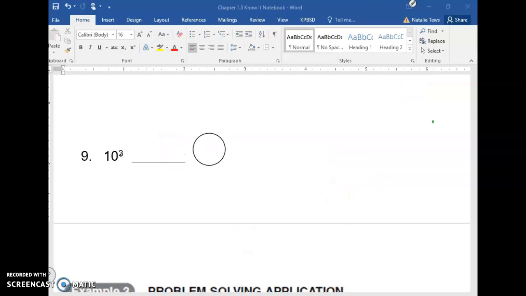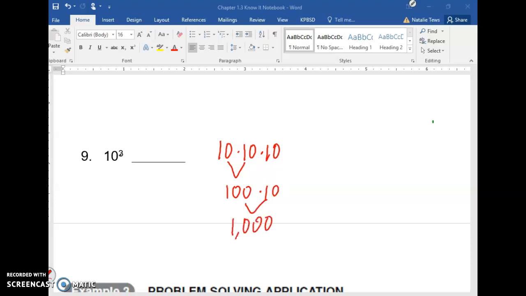Okay, so I have 10 to the 3rd power. So I have 10 times 10 times 10. Okay, if I go like this, I know that it goes like that, right? And then this is 1,000. Now here's the shortcut. When it has a base of 10, you can write a 1, and then your exponent tells you how many zeros to write. Wow. Okay, there's your shortcut.